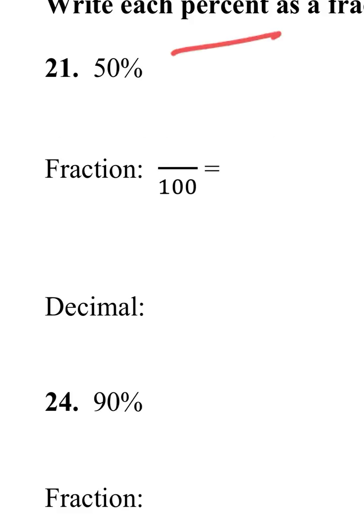All right, so number 21, you've got 50%, or 50 out of 100. So you take the number 50 and you put that over 100. And then at this point, you just simplify it. What's the biggest number that will go into both 50 and 100? Well, they both end in a 0, so they're divisible by 10. So you can start off with that. 50 divided by 10 is 5, and 100 divided by 10 is 10.